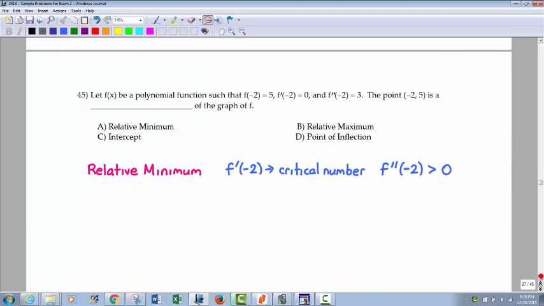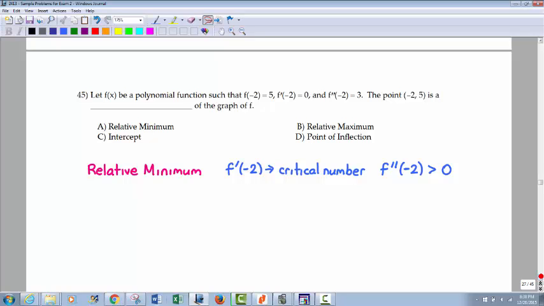Let's see what we have here. Number 45 is giving you information about a point and wants you to indicate what kind of point it would be based on that. So let's look and see what we have. Now, f prime of negative 2 is 0. It guarantees you have a critical number. Now you can use the second derivative test here to indicate what that value is going to be. That'd probably be the easiest way to do it.